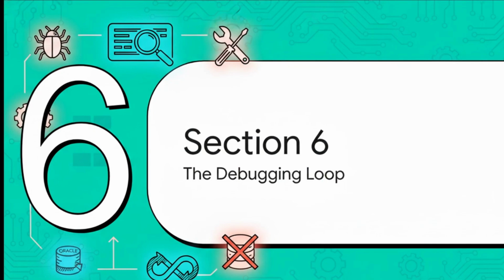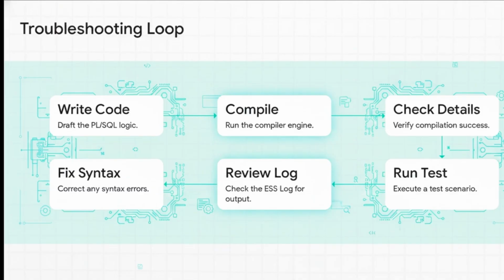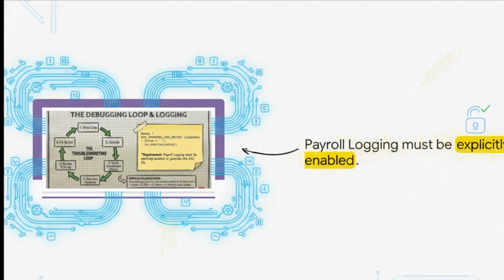Finally, Section 6, the debugging loop. Let's address the reality of system development. Your code will occasionally fail. Happens to the best of us. But troubleshooting is not a guessing game. It's a rigid, mechanical cycle. You write the code, compile, check details, execute a test scenario, analyze the ESS log, rectify the syntax, and repeat. There are no shortcuts here. ये बहुत ज़रूरी step है.